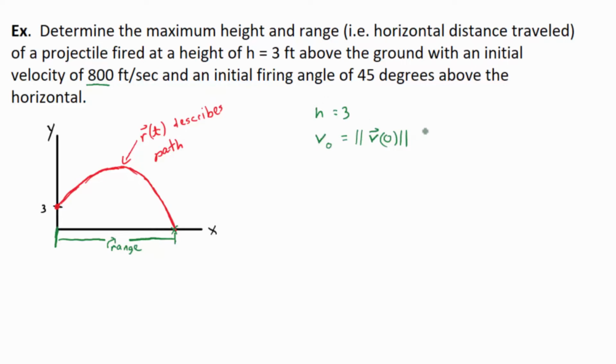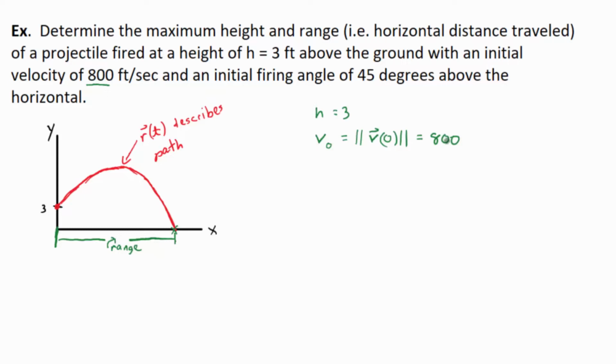And we know that that's 800 feet per second. So I'm not gonna put units in my intermediate work. I don't think they'll be that useful unless I'm doing unit analysis, which I don't need to do here. So, okay, so v naught, magnitude of v of 0, same thing, is equal to 800.